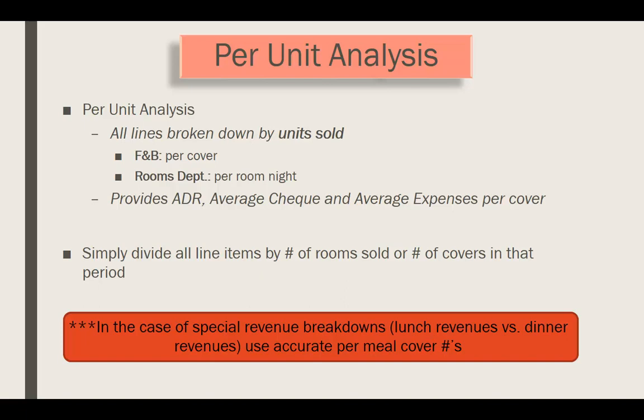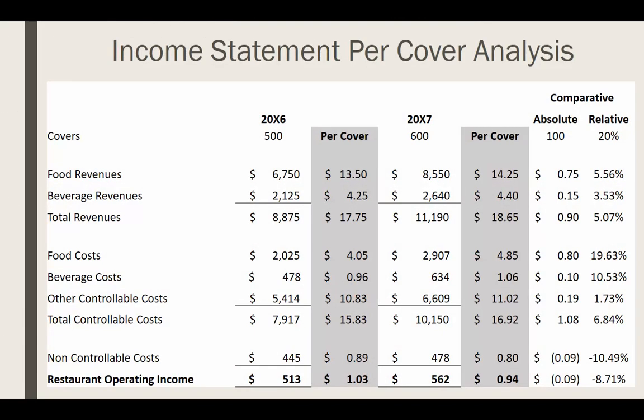So let's say we wanted to compare how our average check was for lunch and how our average check was for dinner. We would probably want to make sure that we don't use our total covers. We'd want to use lunch revenues divided by lunch covers and dinner revenues divided by dinner covers. That's going to give us a different outlook and a different type of analysis. We're going to be able to dive a bit deeper into the analysis so that we can see what's going on. In this example, we're going to use a restaurant.